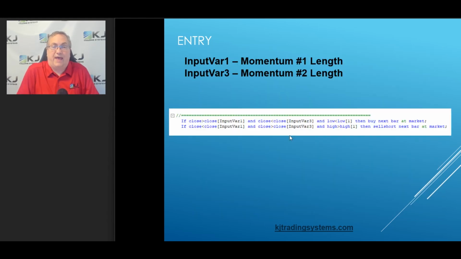So there are 2 inputs that you can optimize. I call them input var 3 and input var 1. And here's the EasyLanguage code for it. If the close is greater than the close of input var 1 bars ago, and the close is less than the close of input var 3 bars ago, those are 2 momentums, and the low is less than the previous low, you buy, and everything is symmetric for selling short.